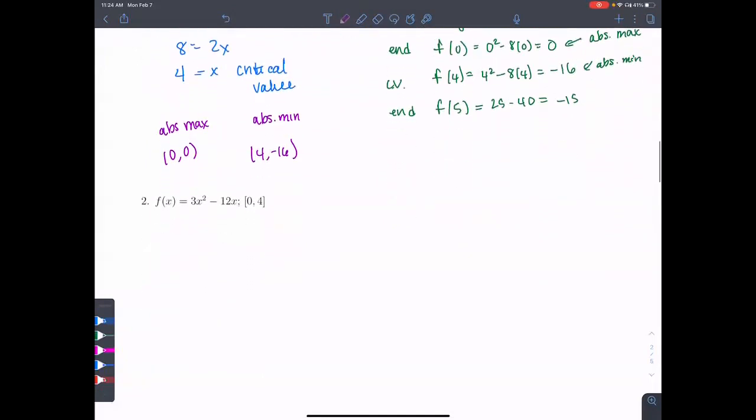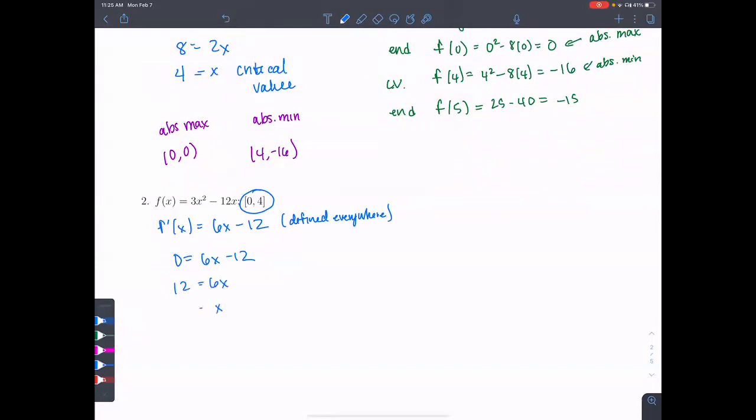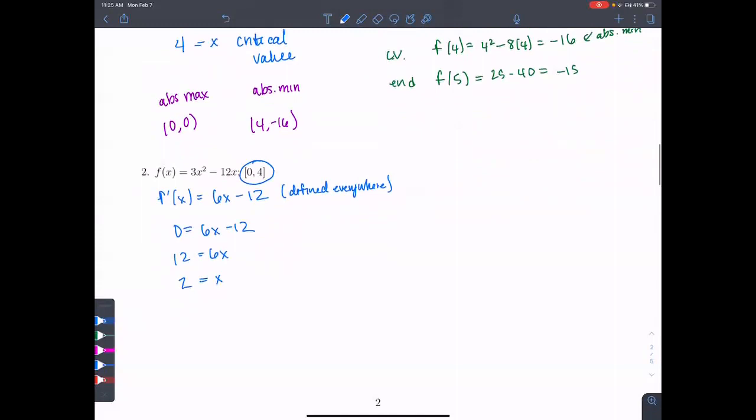All right, let's do that again for number 2. We'll find the derivative first so that we can find our critical values. That's 6x minus 12. We have this closed interval. This is defined everywhere, so we find our critical values just by setting it equal to 0. So 12 equals 6x, so x equals 2, because 12 divided by 6 is 2. This is our critical value.